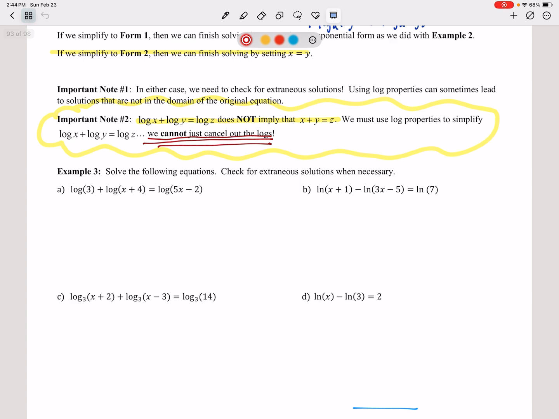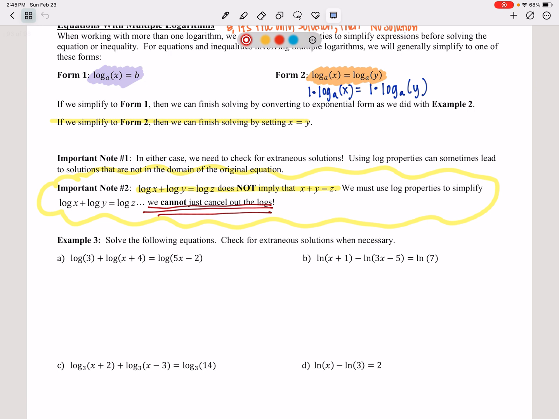So in example 3, I'm going to model form 2 for most of these, because most of them have not just 2 logarithms on one side, but they have a third logarithm. So I'm going to show you that form 2 is going to work best for A, B, and C. But then when we get to D, I'm going to go back to form 1.